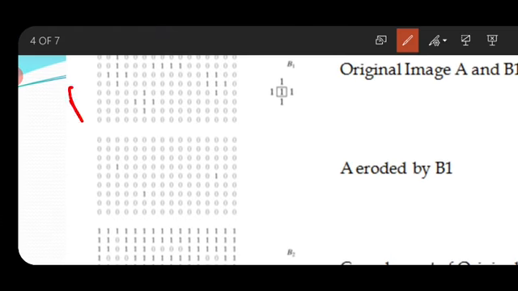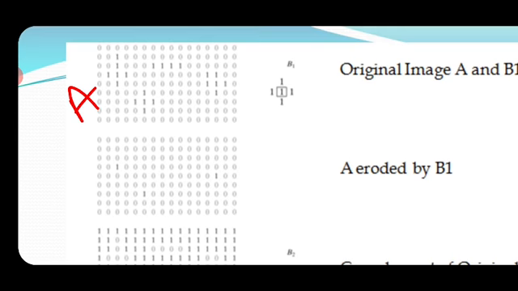This is image A. Hope it is clear here. Now, what you are performing is A erosion B1. B1 is your structuring element, given here. In B1, the center pixel will be 1, and all the vertical and horizontal values will be 1, 1.